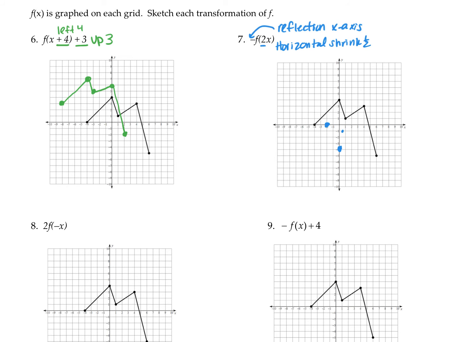This point here is 4, so it'll be 2, and then reflect to negative 3. And this point is 6, so it becomes half, so it becomes 3, and then reflects 1, 2, 3, 4, 5. So my shape will look like this.